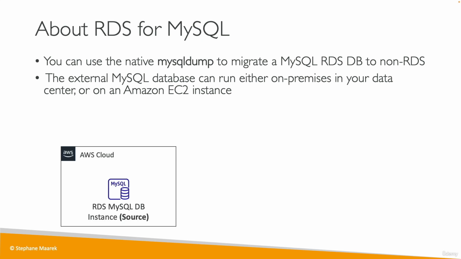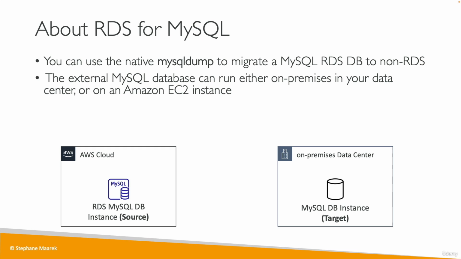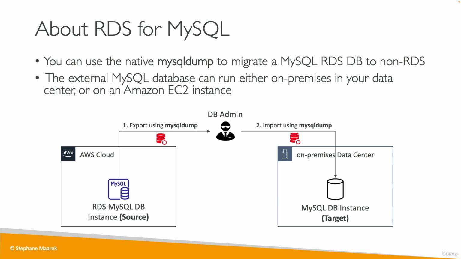So you have the RDS MySQL database instance in your cloud, and then the target may be, for example, on premises, and simply you will use as a DB admin the MySQL dump tool to export it, and import the data back into where you want it to go. Then you start a replication mechanism between the 2 databases to synchronize the data. And then once the replication is done, you stop it and you stop the source database.